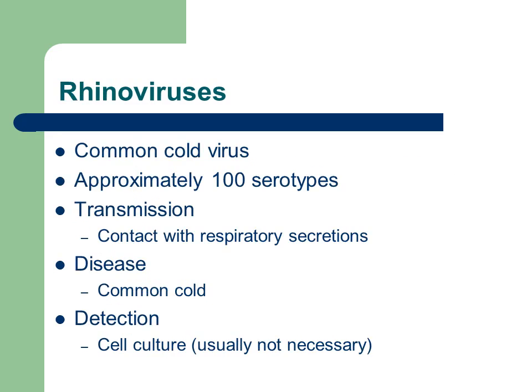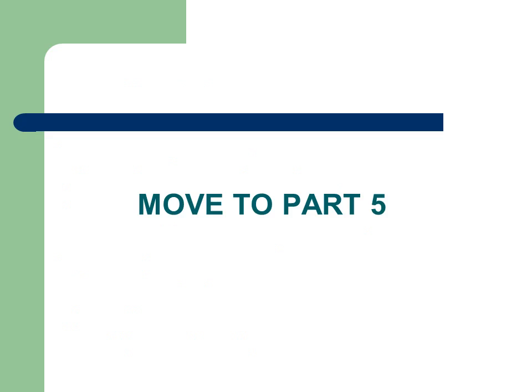Now, rhinoviruses, rhino, nose viruses, are what cause the common cold. Coronaviruses can also cause the common cold. There are at least 100 serotypes of rhinoviruses. Transmission is by respiratory secretion. So we already said the common cold is the disease, and detection can be cell culture. However, it's usually not necessary when someone's sneezing, coughing, with a runny nose, and you pretty much know it is a rhinovirus. So it's not commonly diagnosed in the laboratory. We're now going to move on to the fifth part of this lecture.